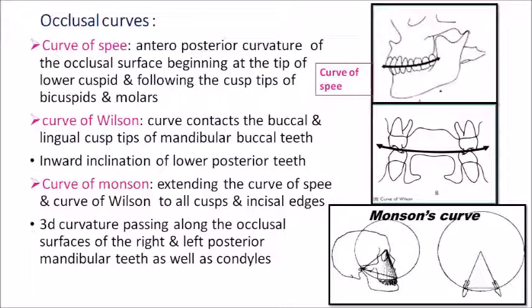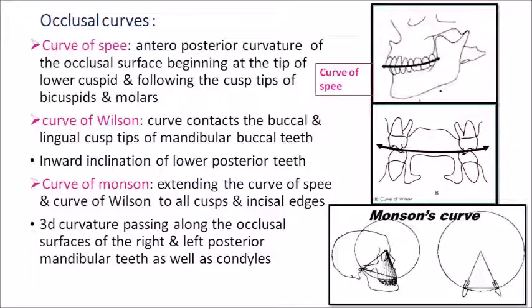Now coming to the second curve, the curve of Wilson. Please look at the picture. The curve of Wilson contacts the buccal and lingual cusp tips of the mandibular posterior teeth. So there is an inward inclination of these lower posterior teeth. When you look at the picture, we can see this inward inclination of the lower posterior teeth. So the curve of Wilson is a curve that contacts the buccal and lingual cusp tips of the lower posterior teeth.